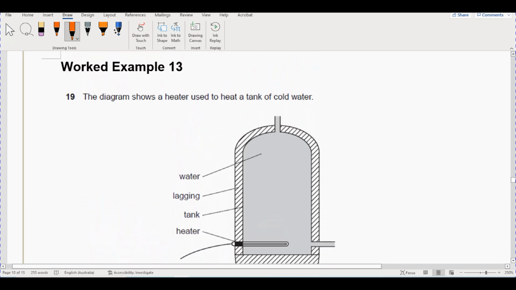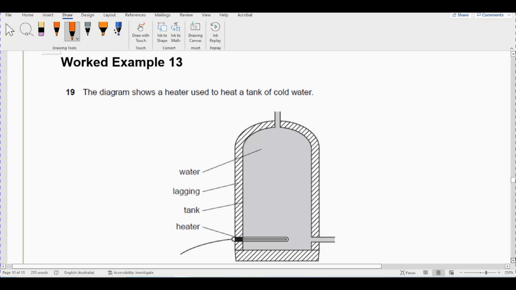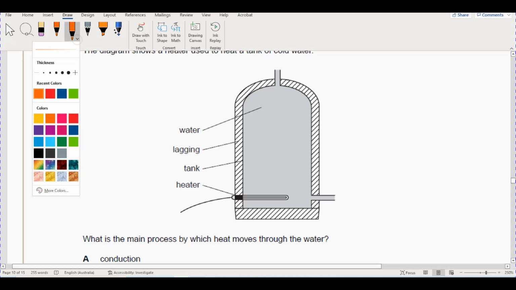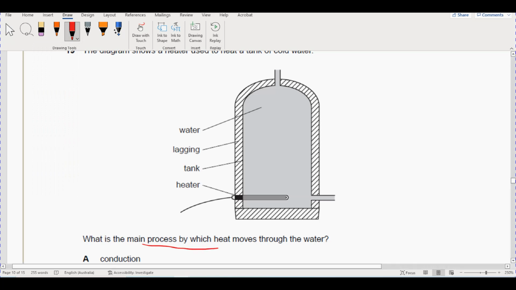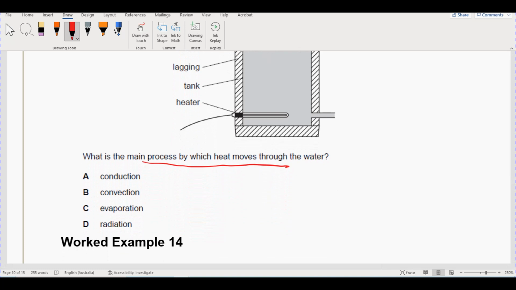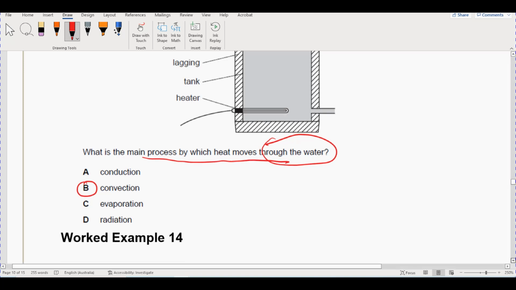Okay, so we see that this is example 13. A heater used to heat a tank of cold water. What's the main process by which heat moves through the water? So there are a couple of ways: conduction, convection, evaporation, radiation. Through the water, it must be convection. Conduction, yes, water can conduct heat, but it's not as effective as convection.